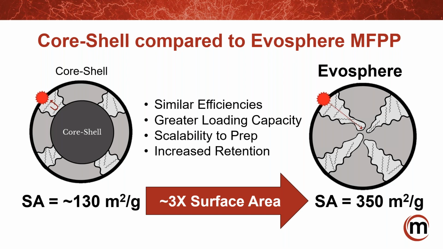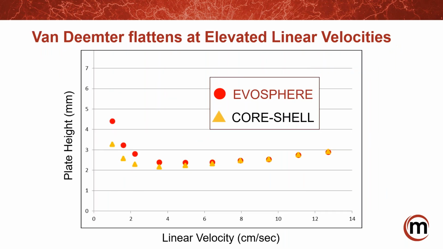Why is this interesting? Well, when you compare core shell to Evosphere, what you have here is 3 times the surface area on a fully porous material. And so what that means is you're going to get similar efficiency, but you're also going to get greater loading capacity because you're going to have more time for the analyte to interact, which means I can inject more on the material. The materials act the same, slightly less efficiency at low flow rates, but at higher linear velocities, similar efficiency.